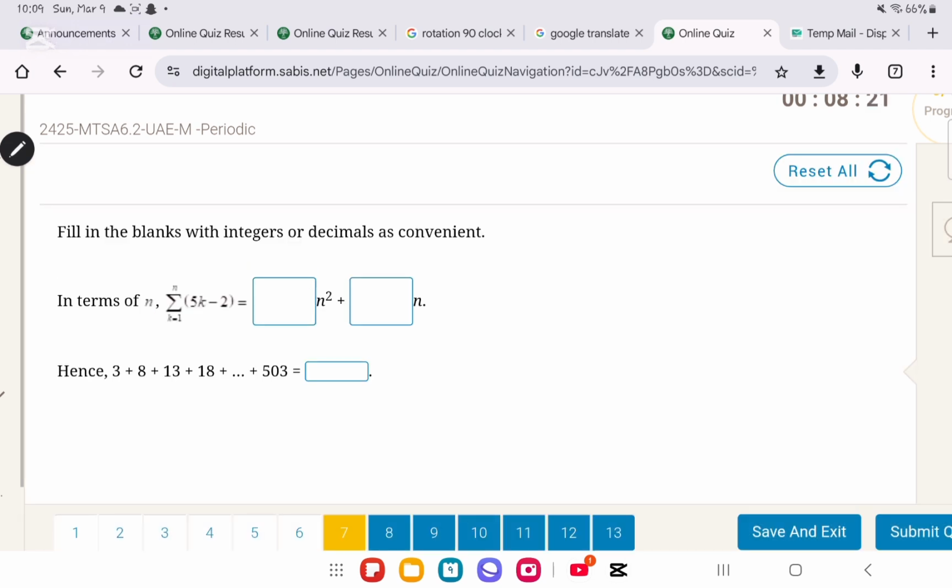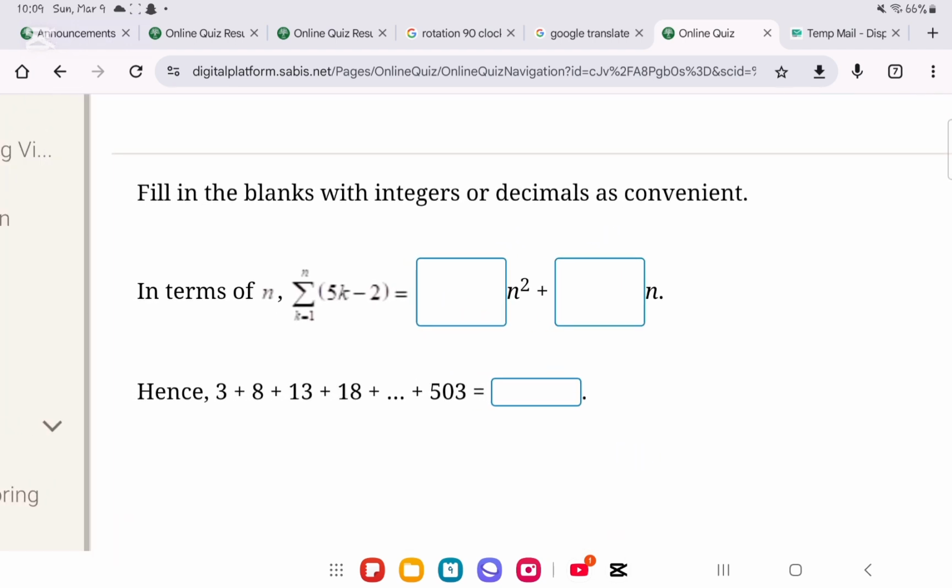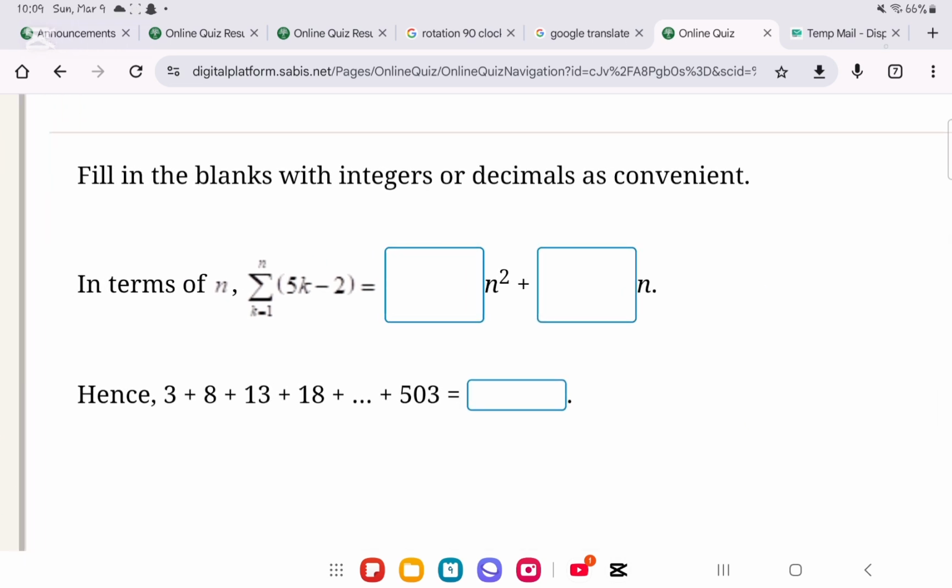In question number 7, okay, this is a very, very tricky question. Fill in the blanks with integers or decimals as convenient. So please pay attention how it is done. When they say the sigma function of n and then k is equal to 1, look what is going to happen. You're going to distribute the sigma function on this graph. So this takes sigma and this takes sigma. So it will become sigma 5k minus sigma 2.